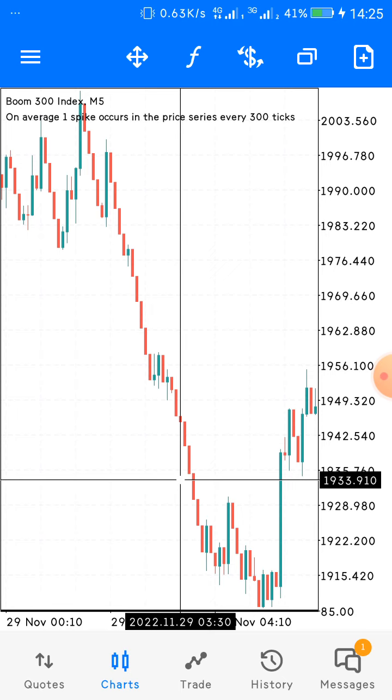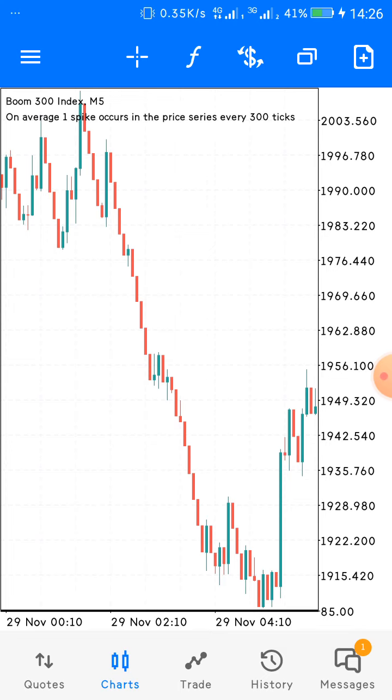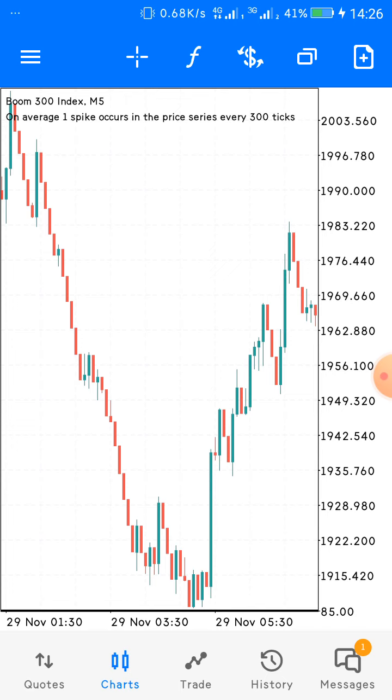You can also use this strategy for the volatilities. I also use it for volatilities, and I also use it for the Forex markets, to trade Forex and indices and gold. So the strategy actually works in all kinds of market, but what I specialize in is the boom and the crash, because I feel it's one of the easiest markets to trade, because it's either you're scalping for ticks or you're trading to catch spikes.